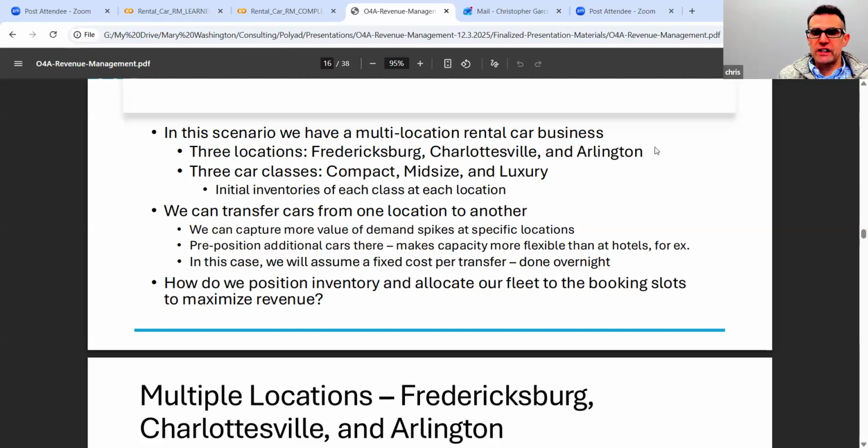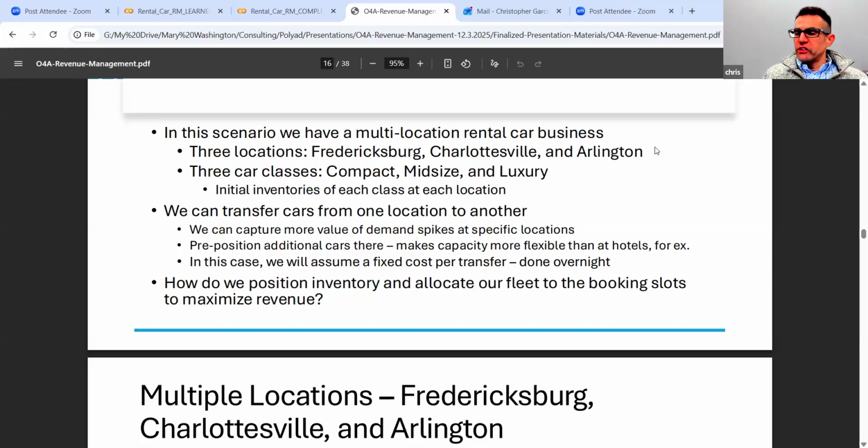Again, we're going to have our same 3 classes: compact, midsize, and luxury. But one of the things we can do is transfer cars from one location to another. This is one of the things rental car companies can use to make their revenue management more efficient: pre-positioning some inventory in cases where there's going to be a demand spike. It allows you to capture more of that. When you have demand spikes in the rental car industry, both demand and price go up, as is the case in other industries as well.